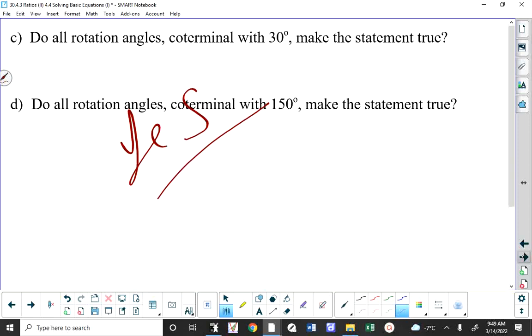The reason is the sine of the angle has nothing to do with the angle directly. It has to do with the final place the terminal arm lands. And in all of these coterminal angles to either 30 or 150, the y coordinate of the landing point is 1/2, so sine of theta is 1/2. I'm going to pause there. Any questions with that warm-up so far?